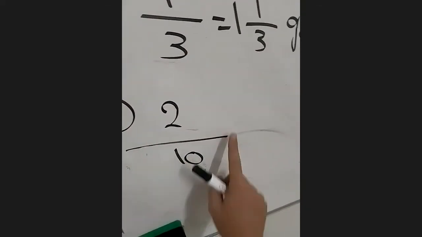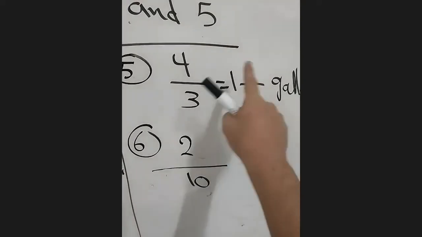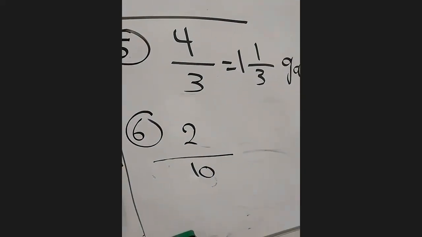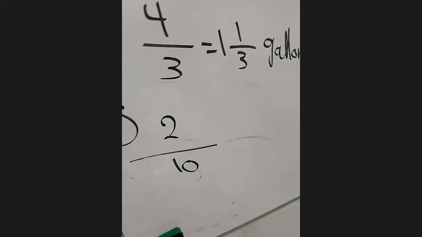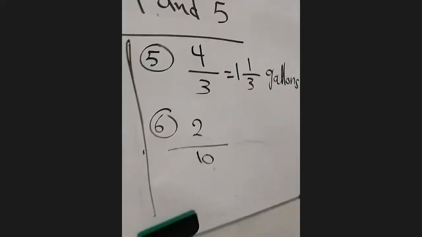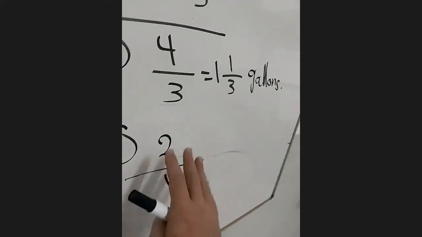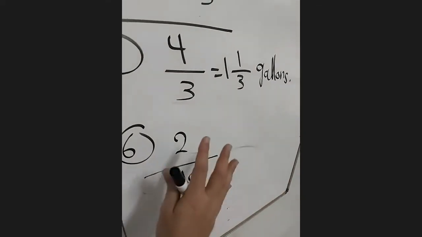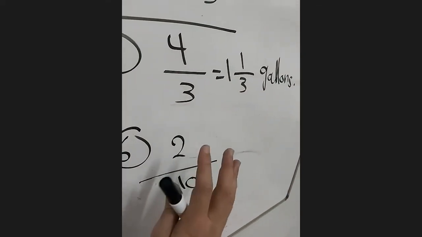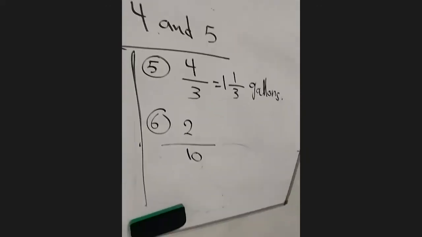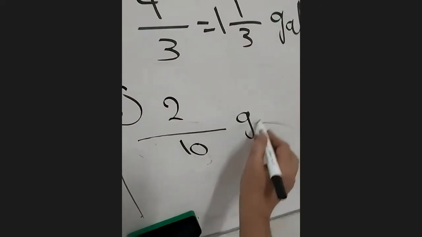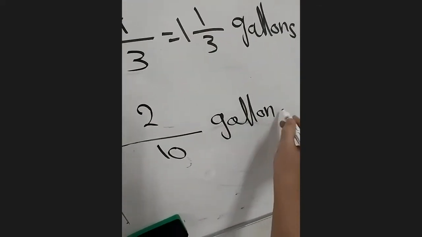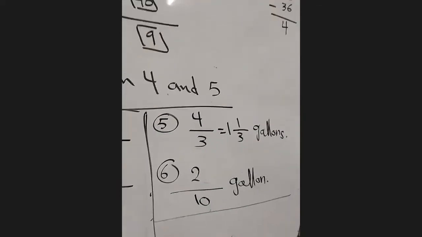2 over 10. Can we make it a mixed number like the previous one? No, we cannot, because the top is less than the bottom. In this case, we leave it, guys, and later on we will learn how to simplify it more. But in this period, just leave it like this. 2 over 10 gallon. 2 over 10 what? Gallon.